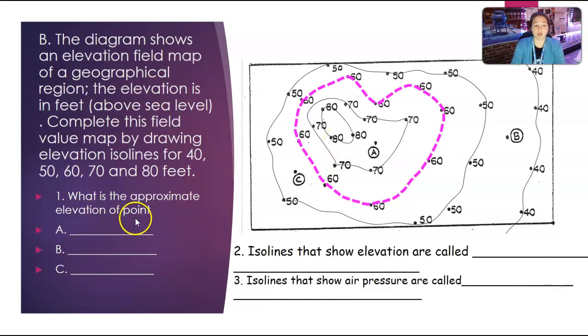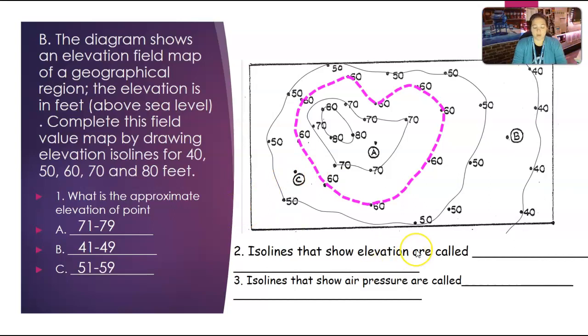All right, now that I have them all done, what is the approximate elevation of point A? So A, remember one of the rules, the values in between are higher or lower. Well, here's 80, so it's got to be lower than 80. Here's 70, higher than 70. So it's anywhere between those, 71 to 79. How about B? B, again, in between 50 and 40, so anywhere between 41 and 49. And C, anywhere between 51 and 59.